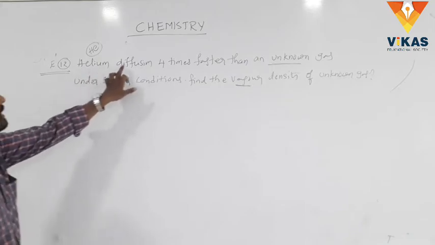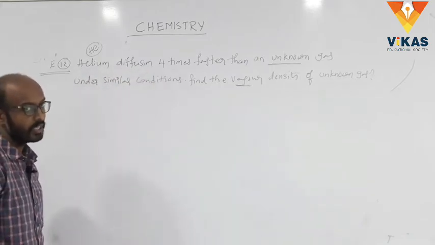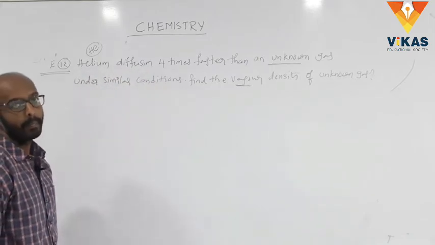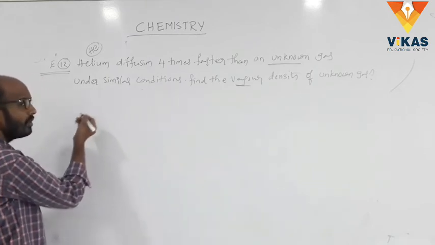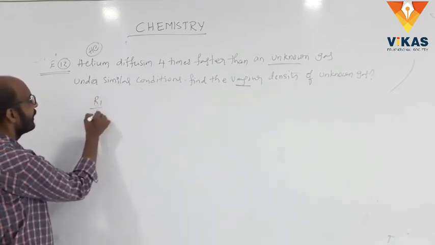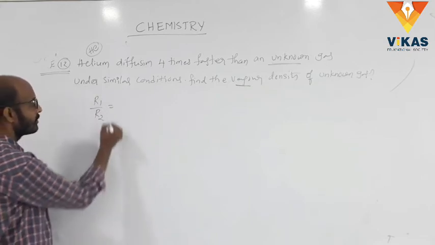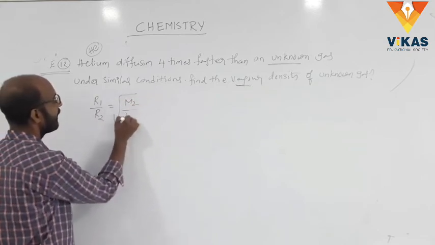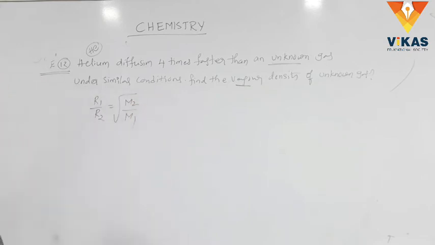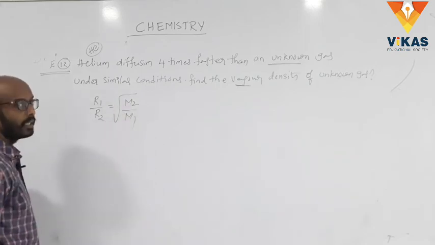So here, helium diffuses 4 times compared to the unknown gas. So diffusion, we know Graham's law of diffusion: R1 by R2 is equal to under root of M2 by M1. It diffuses 4 times faster.